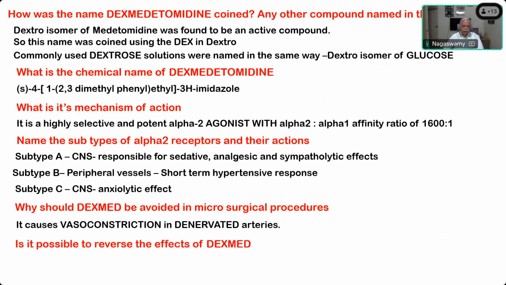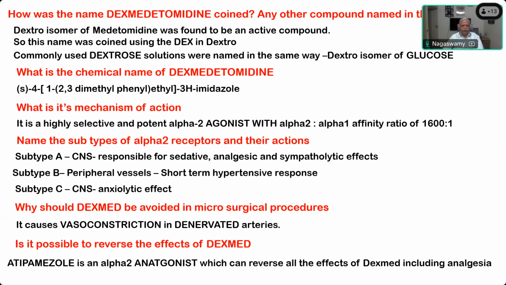Is it possible to reverse the effects of dexmed? Supposing you are given an overdose of dexmedetomidine, can you reverse the effect? Is there any drug? Sugammadex. No, sir, one drug is available, but it is not approved by FDA. Not approved. What is the drug? Atipamezole, an alpha-2 antagonist, which can reverse the effects of dexmed, including analgesia. So it is called atipamezole.